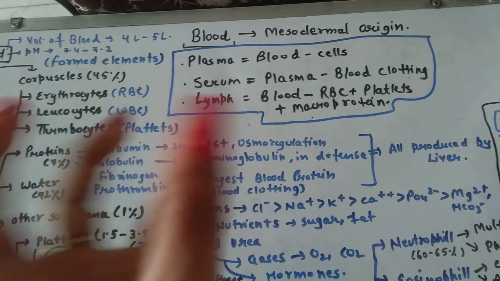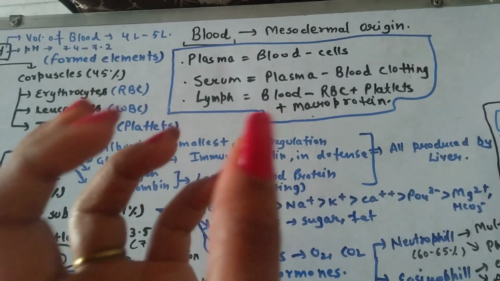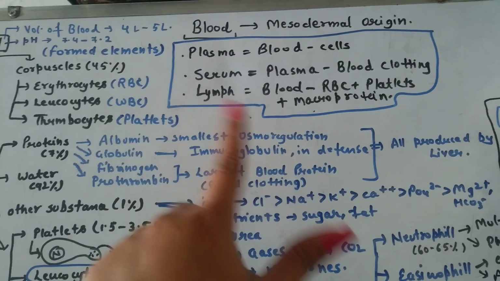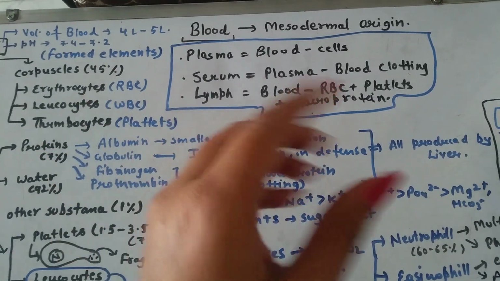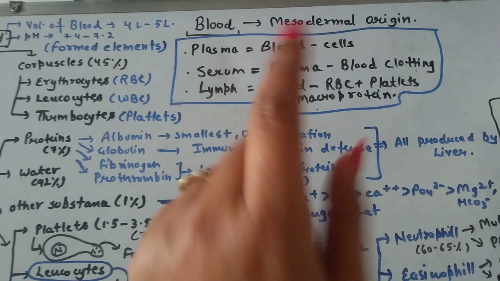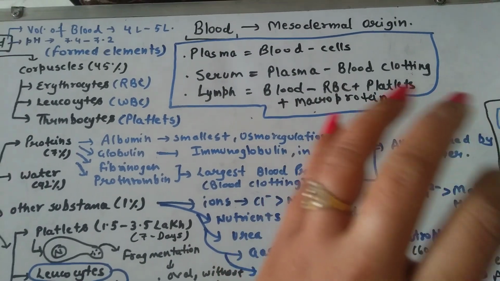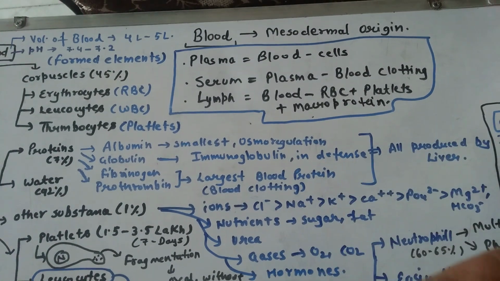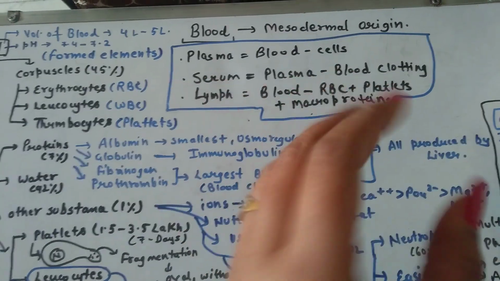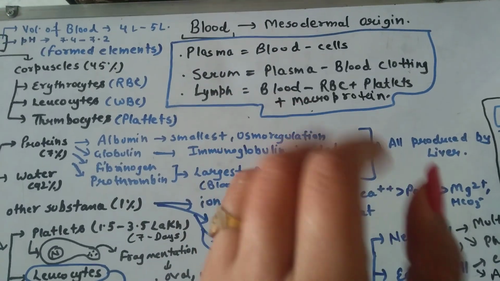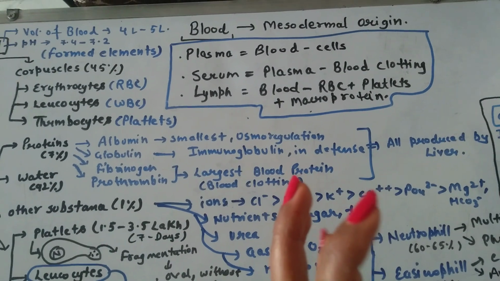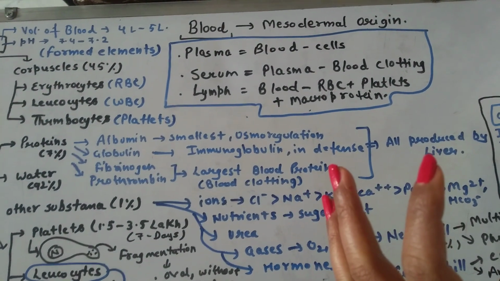Plasma is basically the blood minus formed elements. If all the formed elements like erythrocytes, leukocytes, and thrombocytes are removed from the blood, then it is your plasma. And in serum, if blood clotting factors like fibrinogen, prothrombin, thrombokinase, and thromboplastin are all removed, then it is your serum. And what is lymph? Lymph is basically the blood minus RBC plus platelets plus macroproteins.